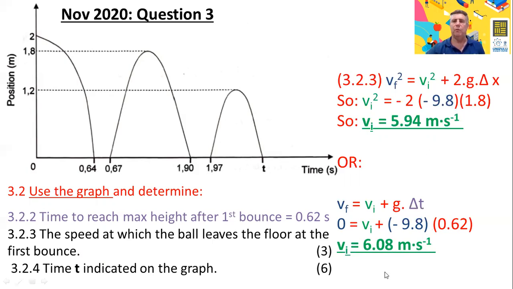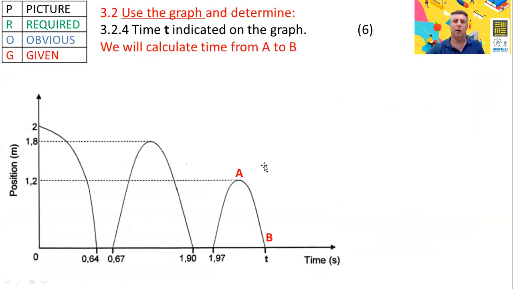Now, using the different methods, particularly with the squares and so on, does give you a slightly different answer, but both of these answers, as they stand, are entirely acceptable in the marking memorandum. So you could use either method. It's just 3 marks. Finally, 3.2.4 asks for the time t indicated on the graph.